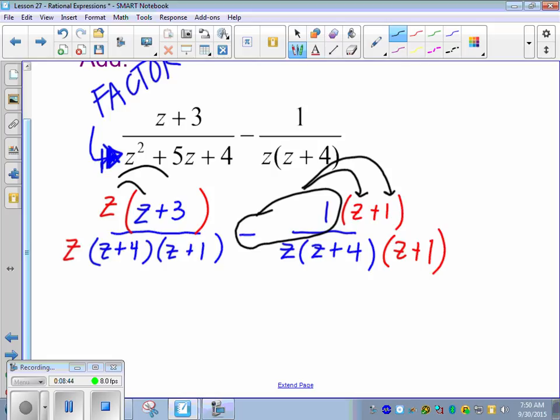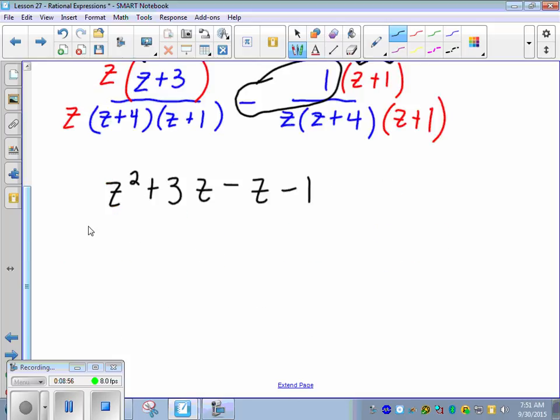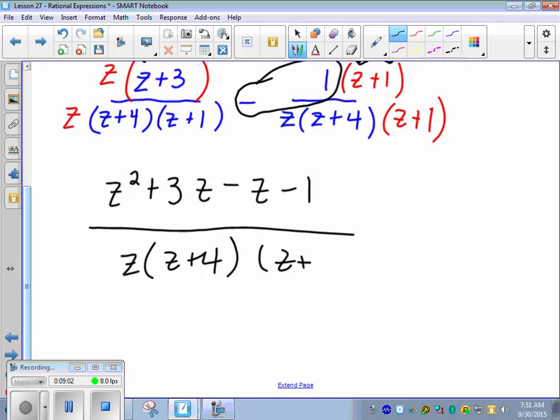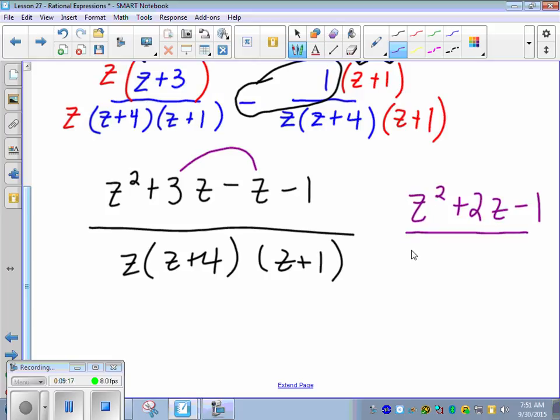Anyways, so let's distribute here. We've got z squared plus 3z. Over here, we have minus 1z and then minus 1. All over a common denominator, z plus 4, z plus 1. All right, like terms in this one? I'm going to go with yes, okay? So I get z cubed plus 2z minus 1. Okay. So 3z minus z gives me the 2z, and we're good to go. Any questions on that, you guys?